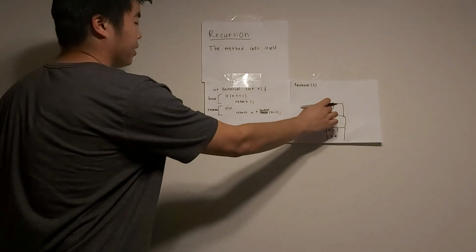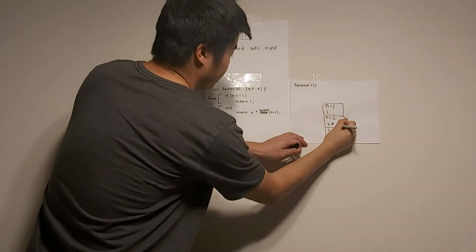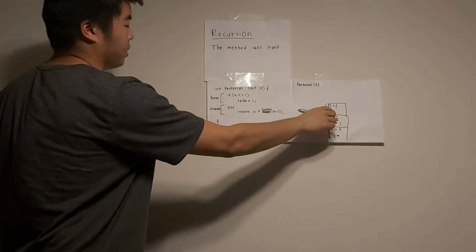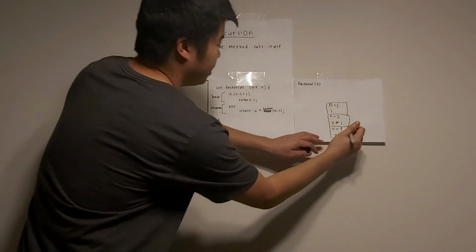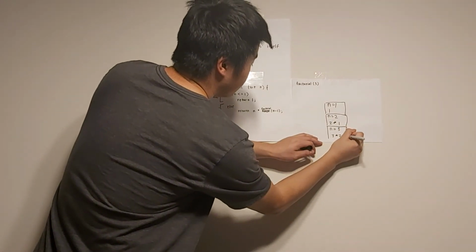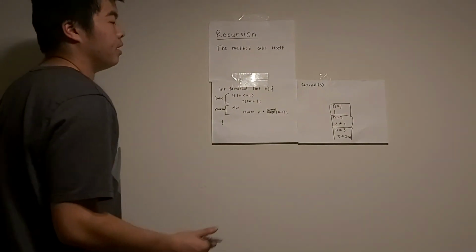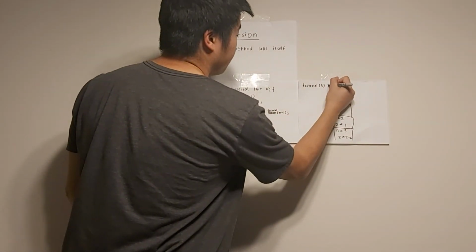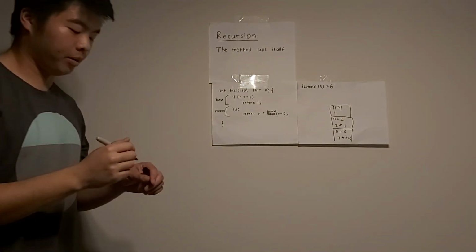Since 1 is returned, it will be equal to 2 times 1. 2 times 1 returns 2 from this recursive method. So we have 3 times 2, which is equal to 6. So factorial 3 would equal 6. That would be your answer.